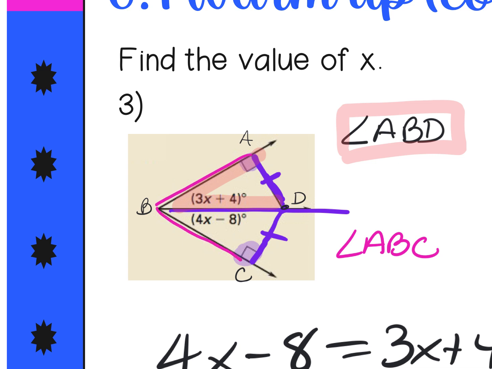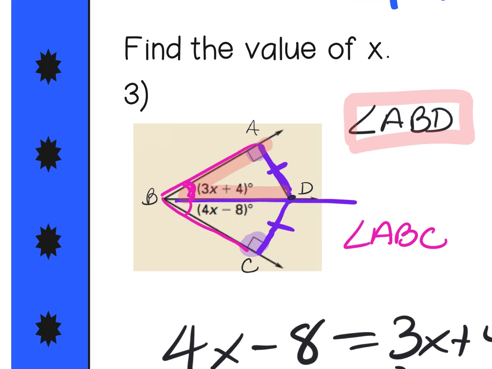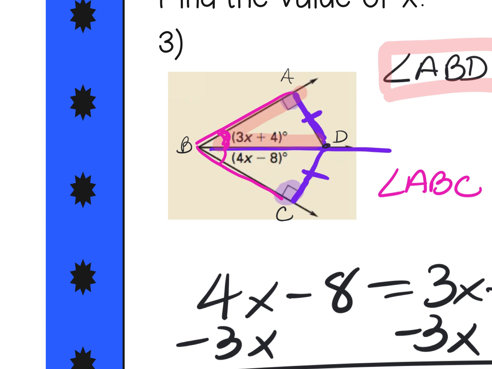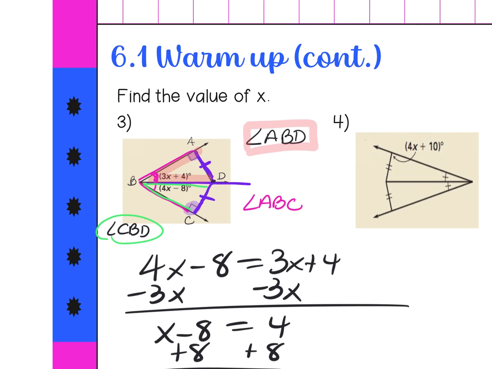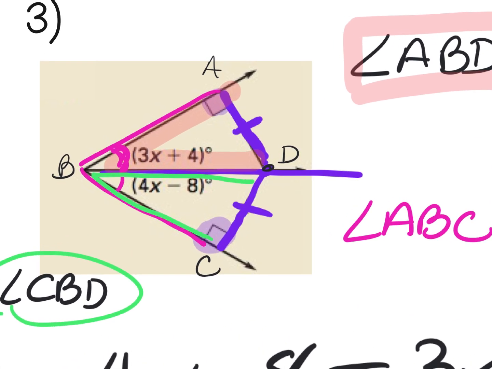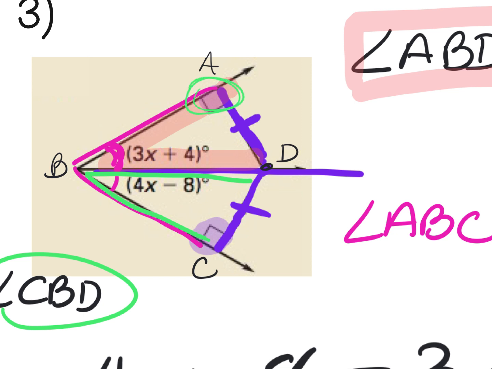But again, remember, soon as you found this one, the other one should be the same measure because it was bisected. So be careful. ABC is the whole thing. ABD is just half of it. Or I could have also asked for angle CBD, which would have been this one right here. So just be careful. All right, then the other one that was here, notice how I indicated here that this angle right here is a right angle.